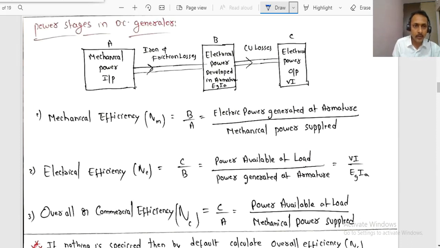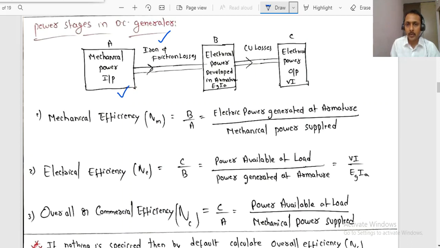Mechanical input power is given. Let this block be the A block. Now whatever this mechanical power input is given is not going to appear at the armature; the power developed is EG IA, right? Out of this much mechanical input power, because of the iron and friction losses, that part will get subtracted. That part is subtracted from mechanical input power, these iron and friction losses.